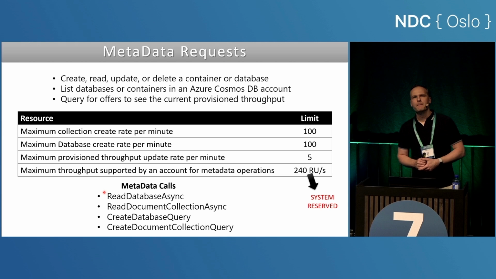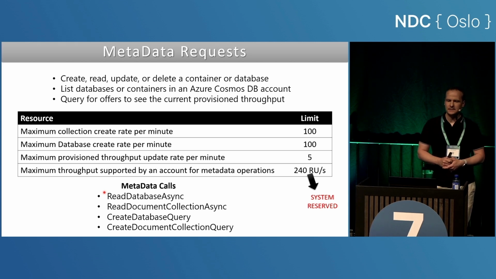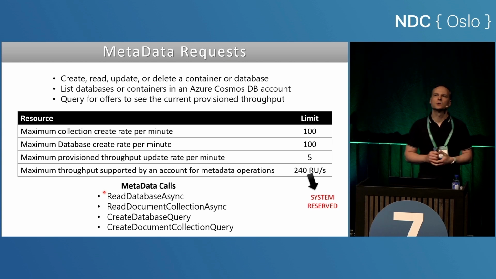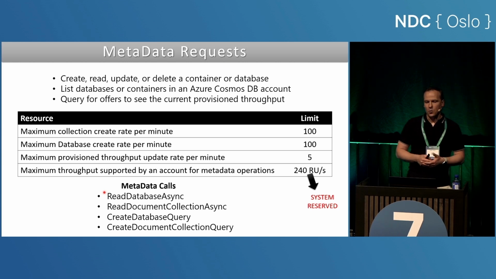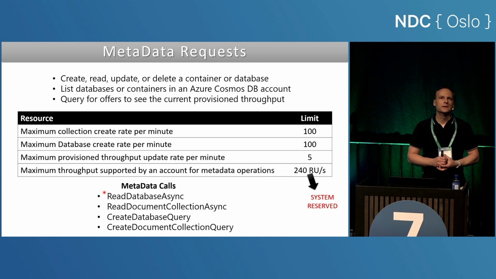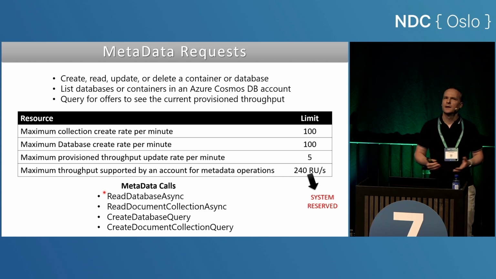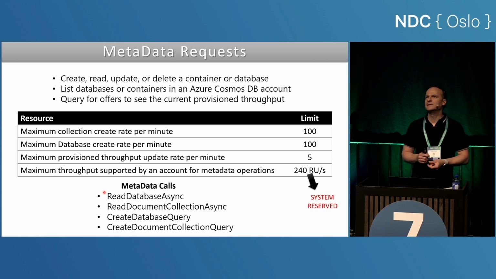Next one is metadata requests. So this happens if you are actually creating, updating, or getting the list of the containers and databases. You are not really doing any kind of operations, but you are really getting information about your containers and databases. So there are some limits here. Those are hard limits out there that you cannot change. So if you are doing this a lot, you kind of need to know those numbers. For example, you cannot create 100 containers or databases per minute. Also, we have the request unit charge of 240. That's system reserved. Doesn't matter if you have 10,000 or 20,000 request units. That number is always the same.